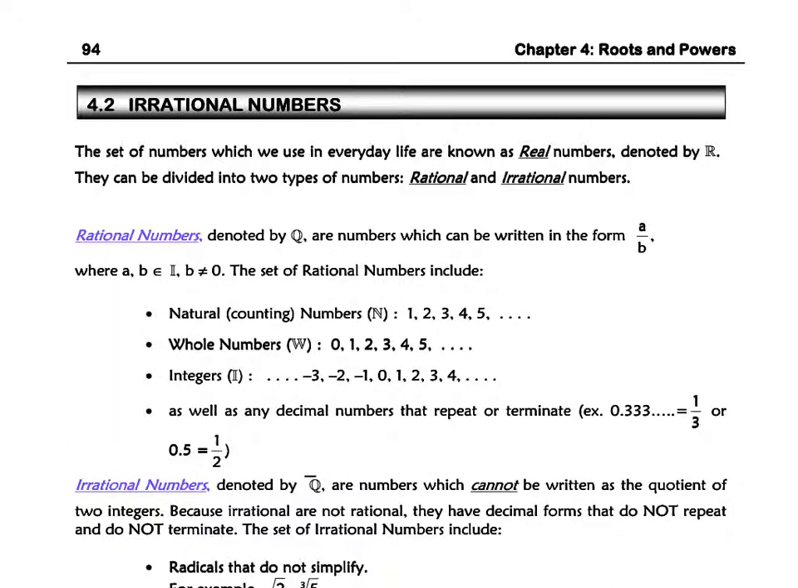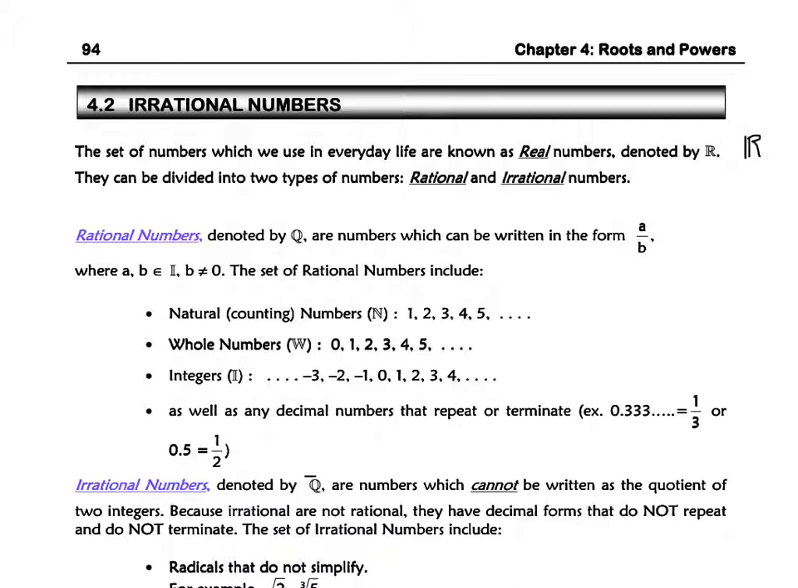Section 4.2 is on irrational numbers. The set of numbers which we use in everyday life is known as real numbers, and that's denoted by the symbol, an uppercase R, and sometimes it's written with a double line. Anyway, there are two types of numbers that real numbers are broken up into, and that's the rational and irrational numbers.